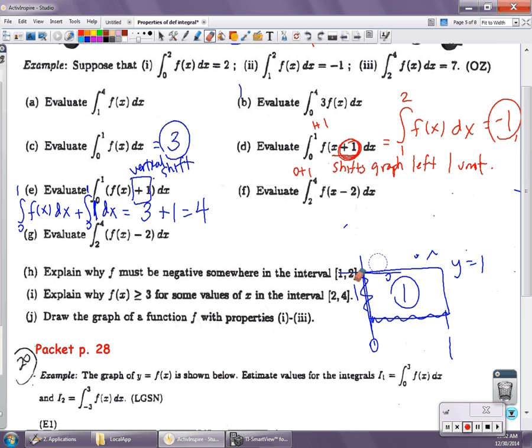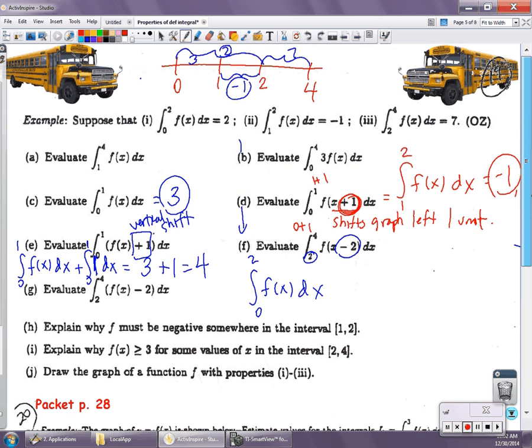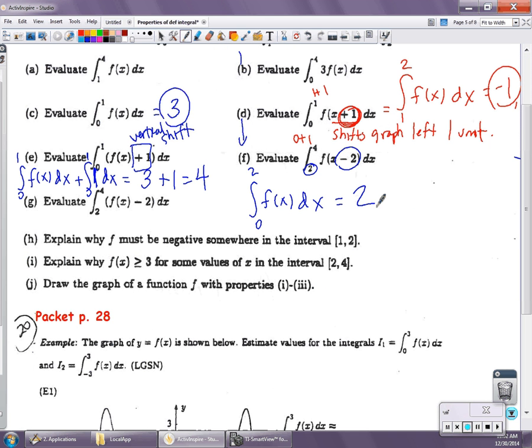letter F. In letter F, we have another horizontal shift. It's to the right 2 units, but remember what I said in letter D. To shift the graph back, I'm going to subtract 2 from these x values. So 2 minus 2 is 0, and 4 minus 2 is 2. That takes me back to the original graph, and the area from 0 to 2 is 2. That's the easy way to deal with that.